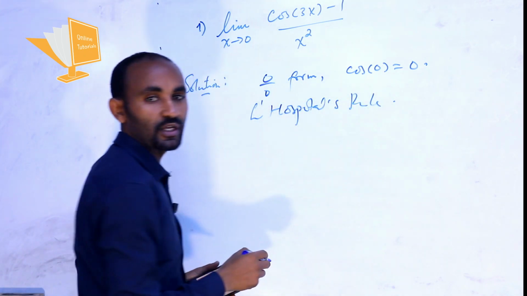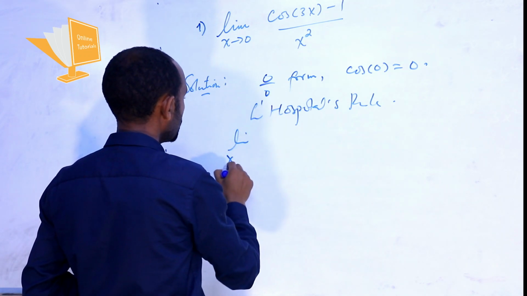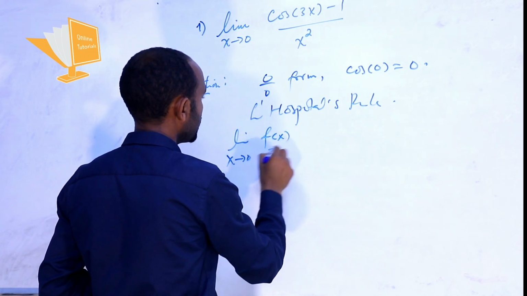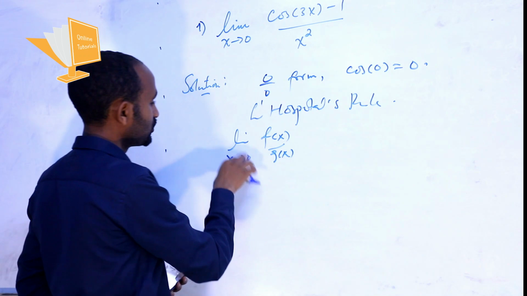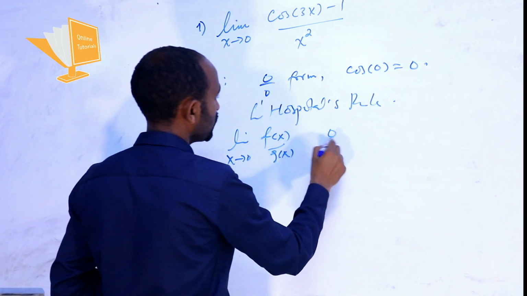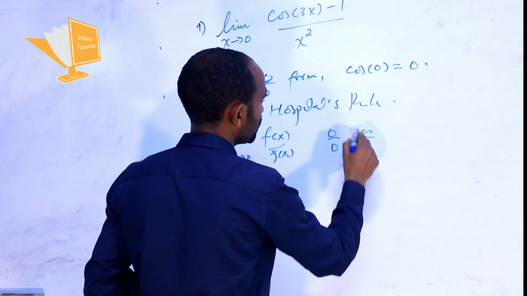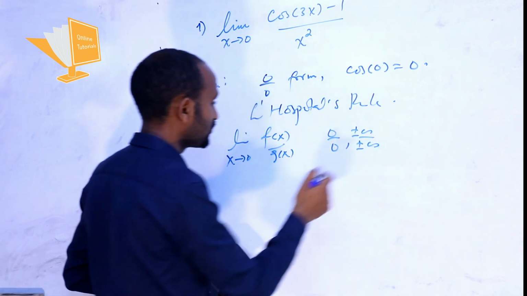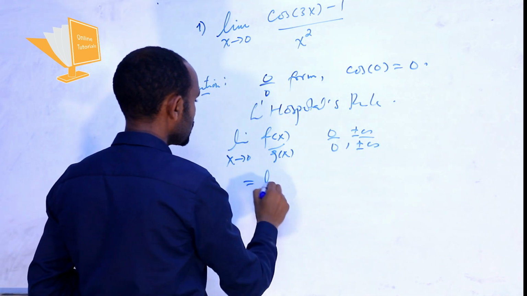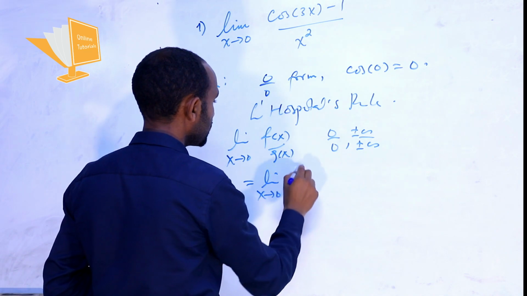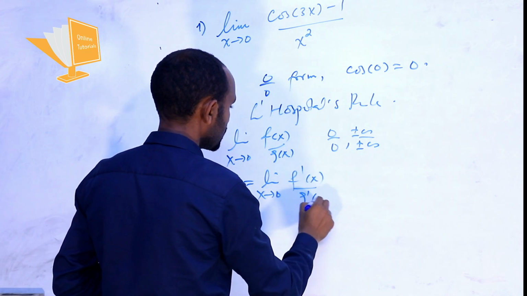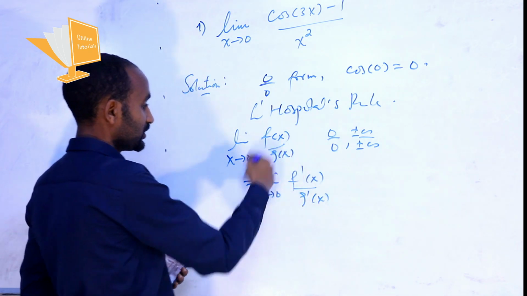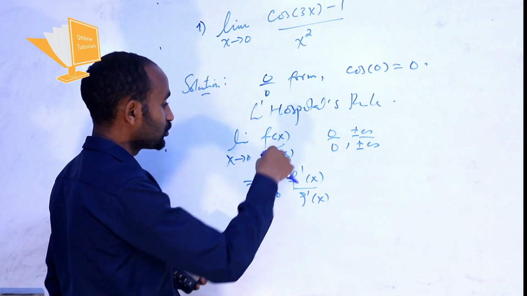Okay? What does the L'Hopital rule say? The limit as x goes to 0 of a function f of x divided by g of x, provided direct substitution of x equal to 0 gives 0 over 0 form or some plus minus infinity over infinity form. When you have such forms, this limit is equal to the limit as x goes to 0 of the derivative of the function. Okay? Again, if the same thing happens for the derivative, you go to the next derivative.